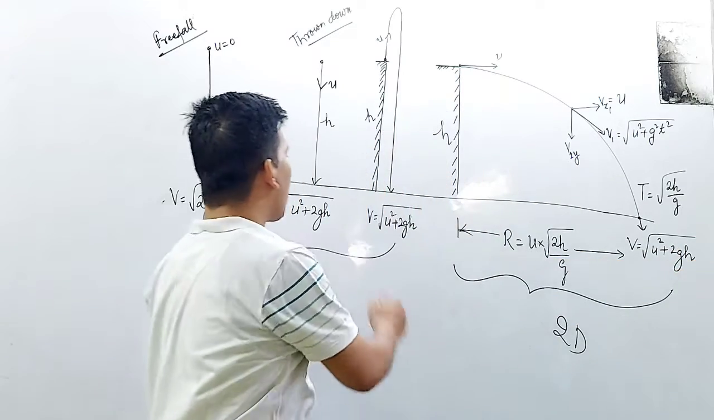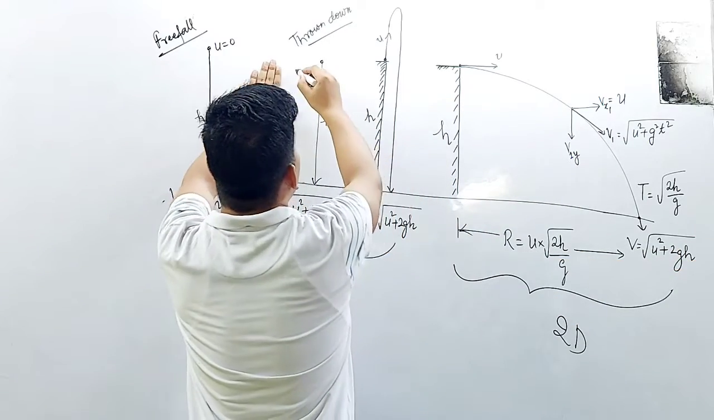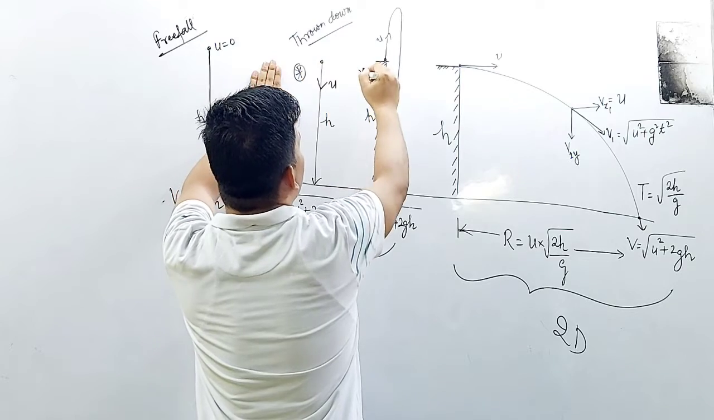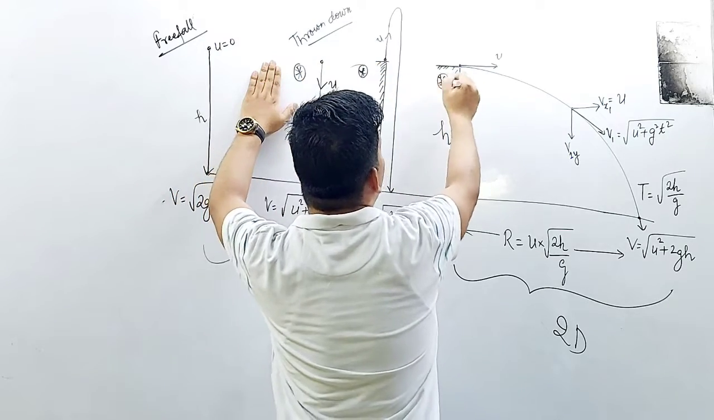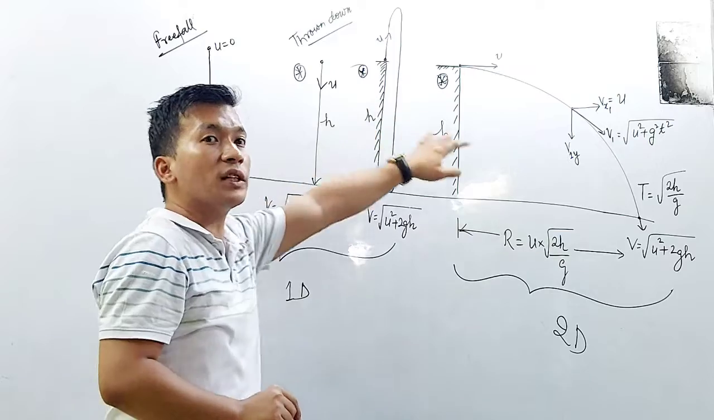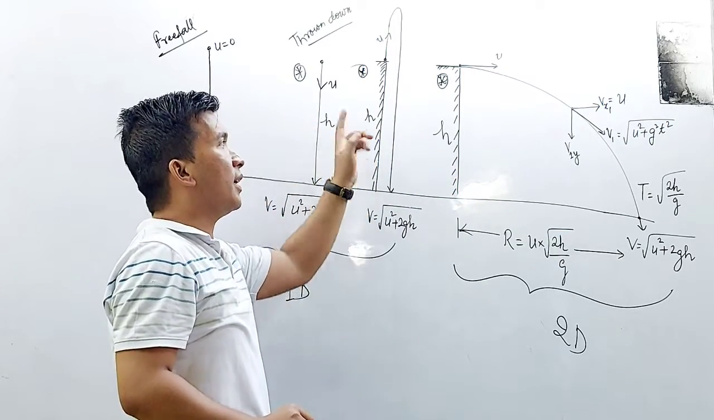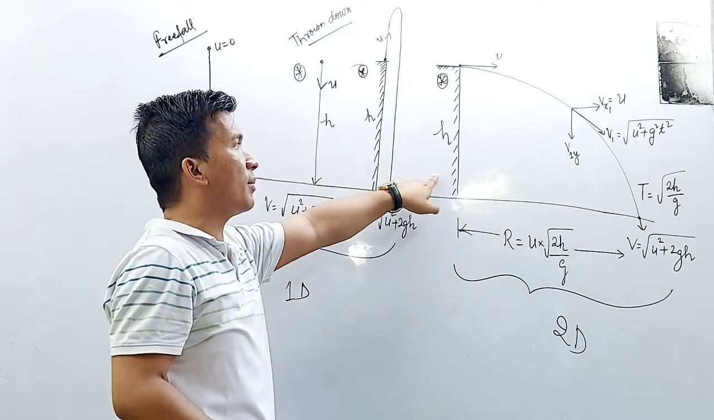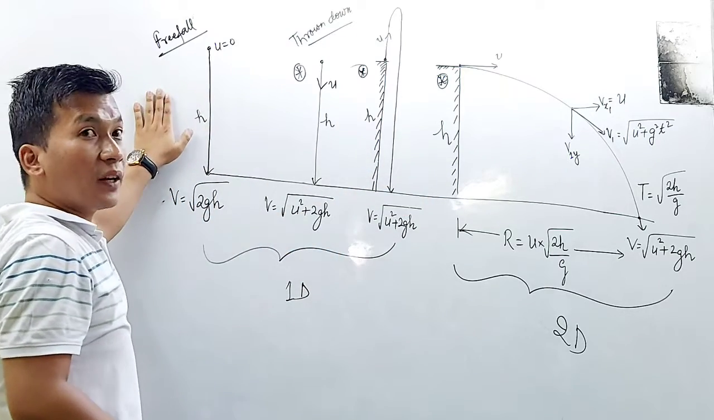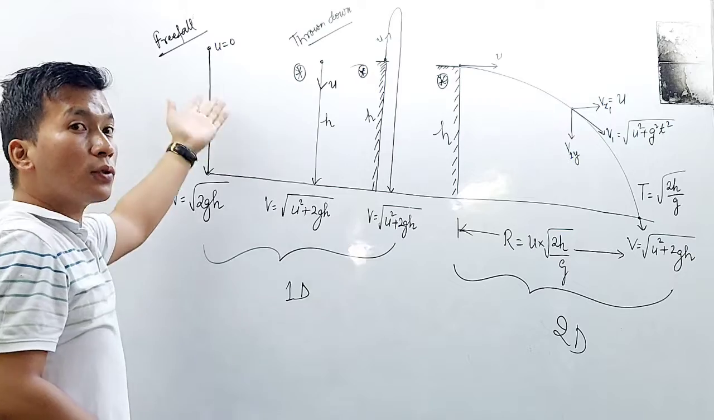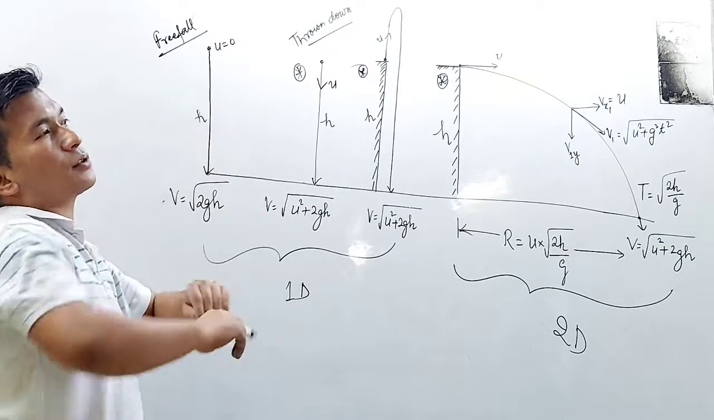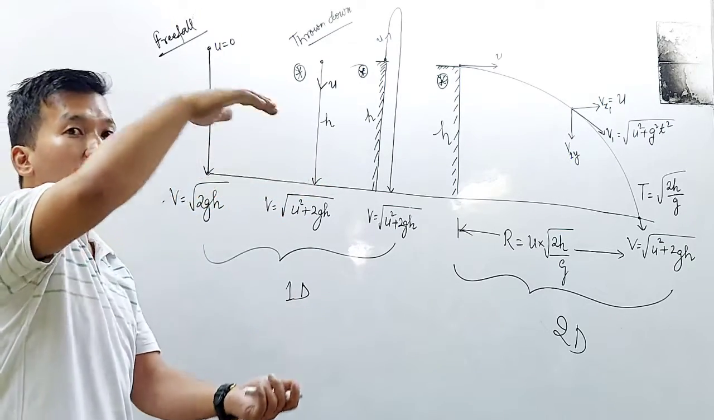These three have a common origin. The object is being thrown. These are projectiles. These three diagrams represent projectile in one dimension and projectile in two dimension. However, this one is somewhat different. This is not thrown down, this is not thrown up. This is simply falling under gravity.